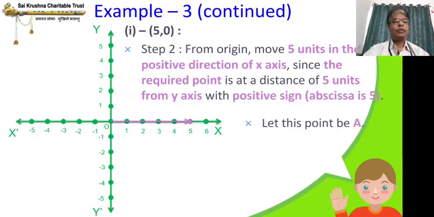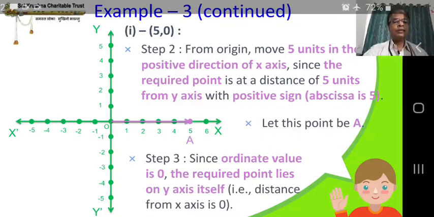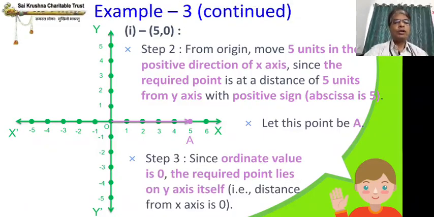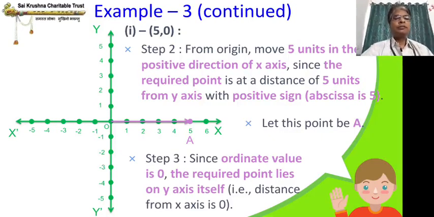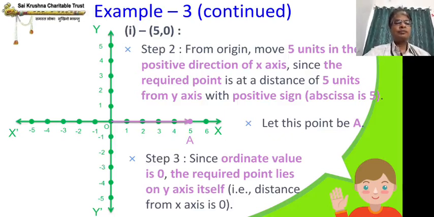So this point, let this point be A, I have mentioned A. Since ordinate value is 0, the required point lies on the x axis itself, that is, distance from x axis is 0. So we remain there itself. And this is the point, we have already plotted (5, 0). One point we have plotted. Hope all of you understood this.